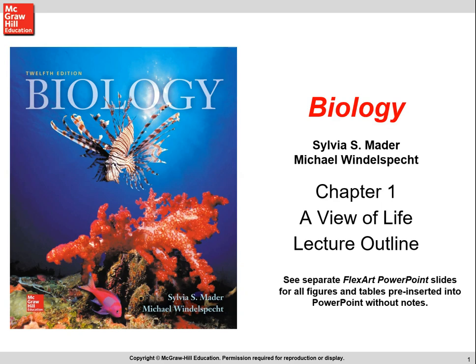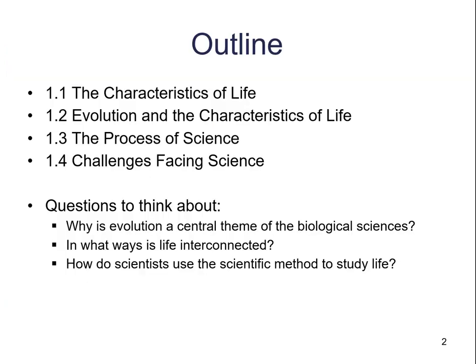With that said, let's get started. Chapter 1 is called A View of Life. In terms of outline, we'll talk about the characteristics of life, a little bit about evolution and the characteristics of life, and then the last part of the chapter, the scientific method. Usually when we meet for our live class, I'll do some sort of activity involving the scientific method, so we'll talk about that during our live meeting.